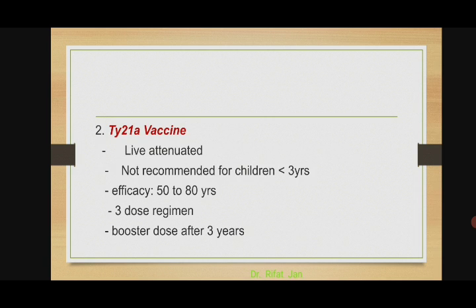Then is Ty21a vaccine, which is a live attenuated vaccine. It's not recommended for children less than 3 years. Efficacy is 50 to 80%. 3-dose regime and booster dose after 3 years.